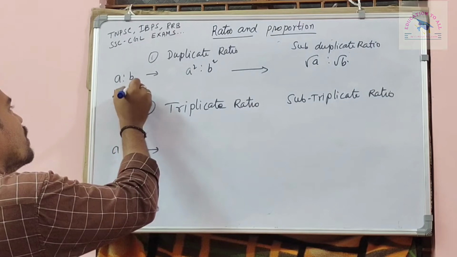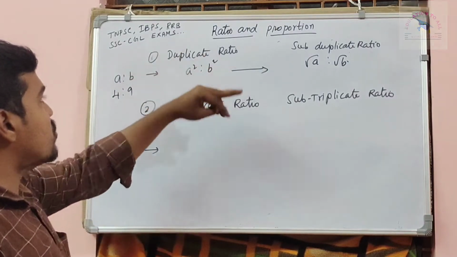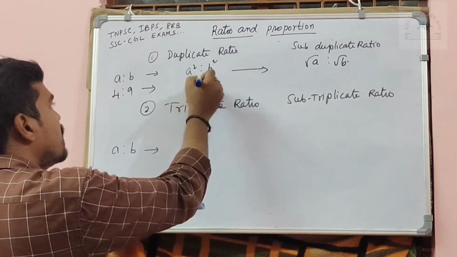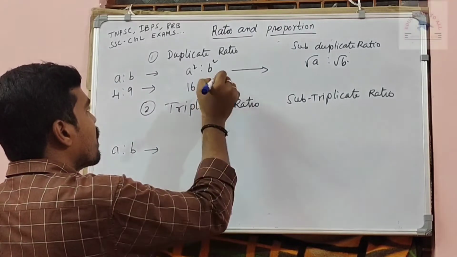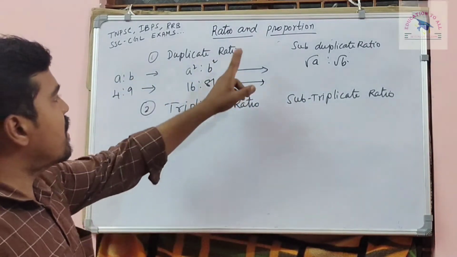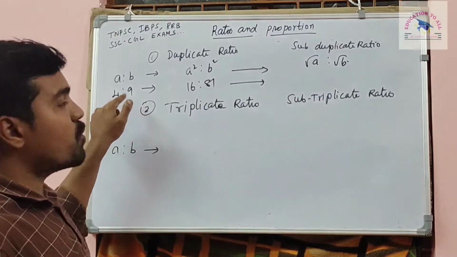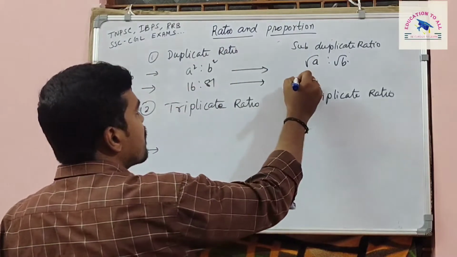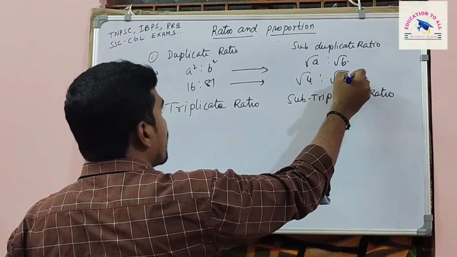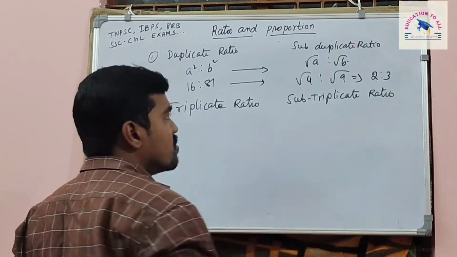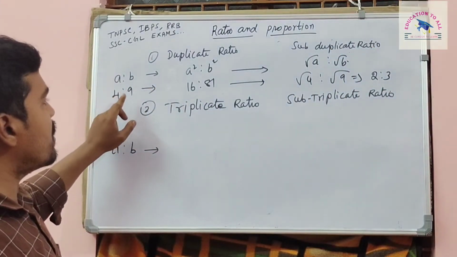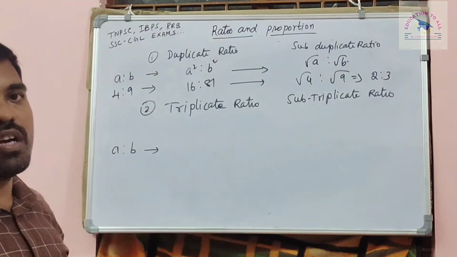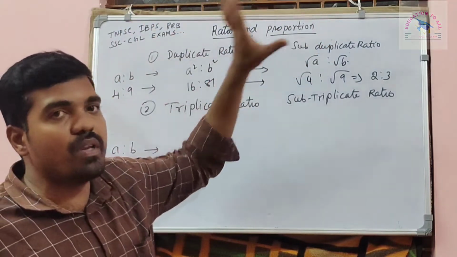So I am taking 4 is to 9, one ratio. What is its duplicate ratio? A square is to B square. A square means 4 square, 16, is to 9 square, 81. Okay. Next, what is its subduplicate ratio? Square root of A is to square root of B. Square root of 4 is to square root of 9, which will be equal to 2 is to 3. So the subduplicate ratio of 4 is to 9 is nothing but 2 is to 3. Here the duplicate ratio of 4 is to 9 is 16 is to 81. So this is the meaning of duplicate ratio and subduplicate ratio.